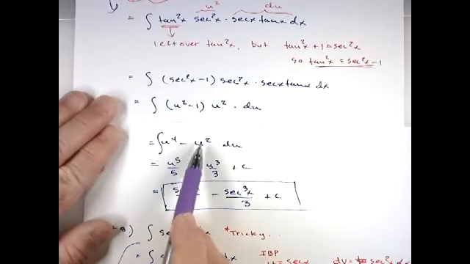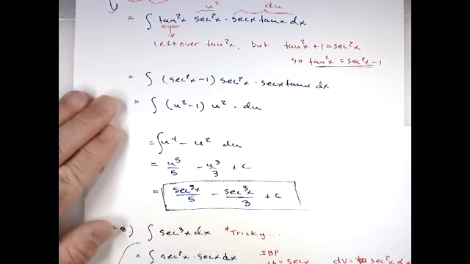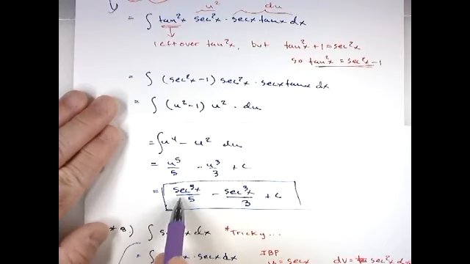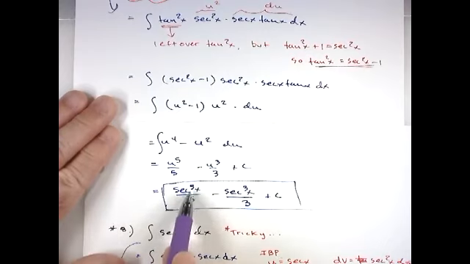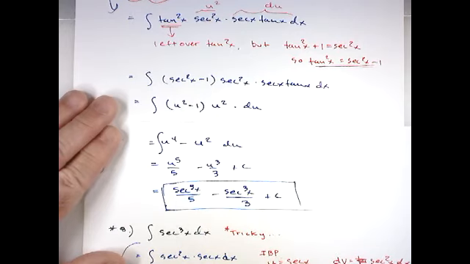So that becomes u to the fourth minus u squared, u to the fifth over 5 minus u cubed over 3 plus a constant, which then replacing gives me secant to the fifth x over 5 minus secant cubed x over 3 plus a constant.